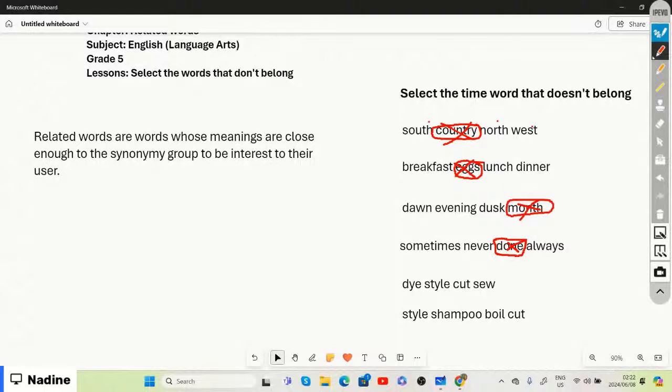All right. So when it comes to these words that are related, we can still identify the word that does not belong there. Like for example, we have dye, style, cut, and sew. In this case, we do not need anything to be sewn. We are just here to dye our hair, to style our hair, to wash our hair, to cut our hair. Not sew.